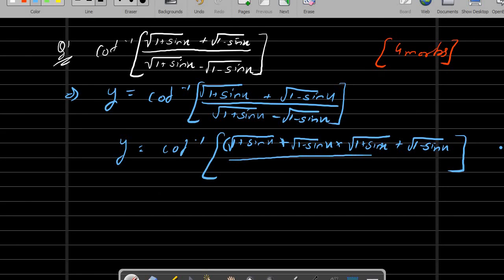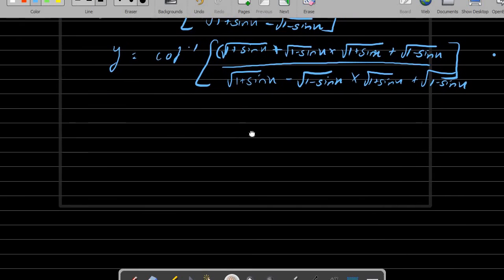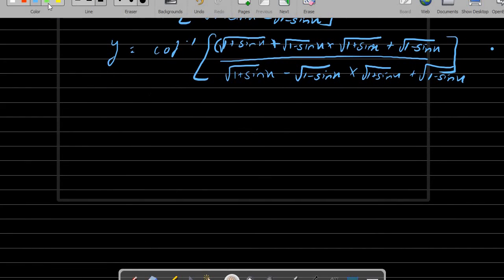Now rationalize the denominator also. It's pretty easy. Under root 1 plus sin x minus under root 1 minus sin x, because there's a minus here, right? So into under root 1 plus sin x plus under root 1 minus sin x. Now that we have rationalized this function, at least we can start thinking of simplifying it.